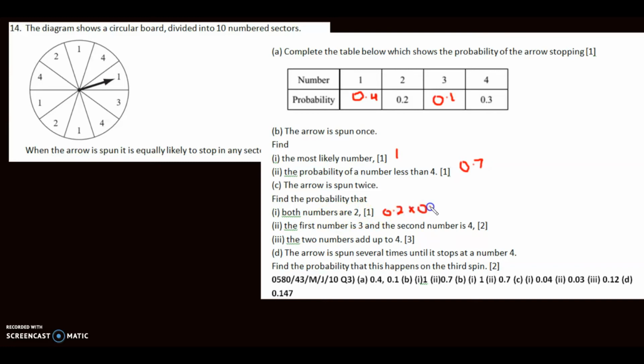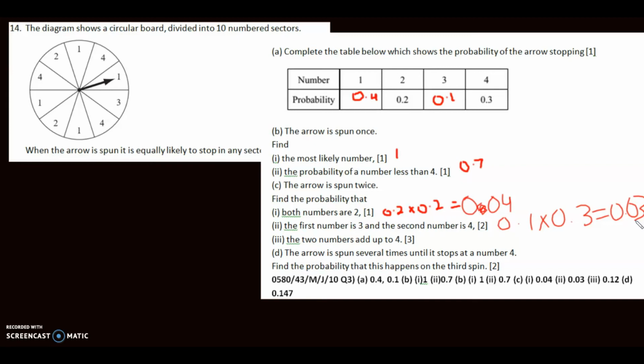So the answer is 0.04. Okay. Next is the first number is 3 and the second number is 4. So we're going to do 0.1 times 0.3, which is 0.03. The numbers add up to 4. So 3 and 1 add up to 4 and 2 and 2 add up to 4.